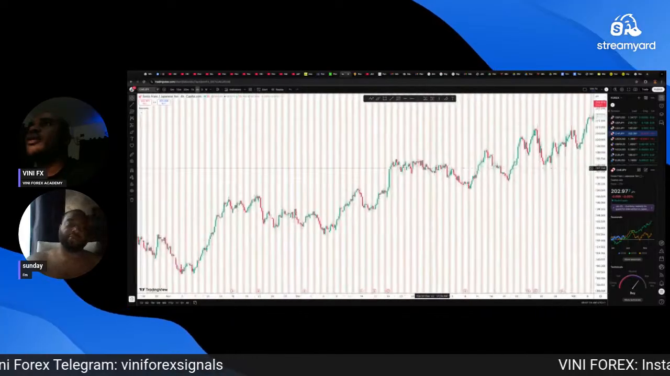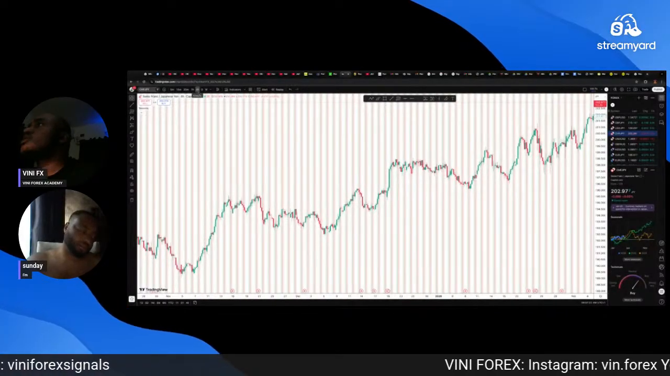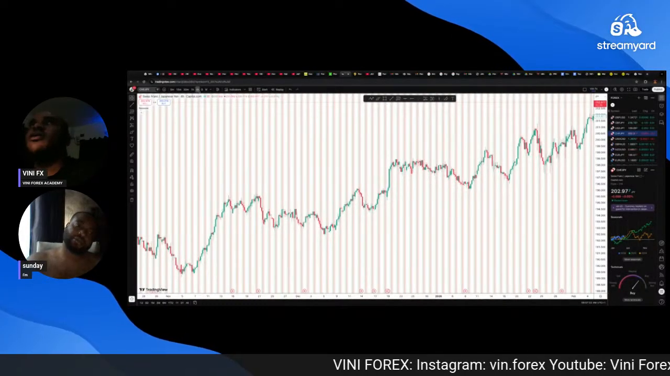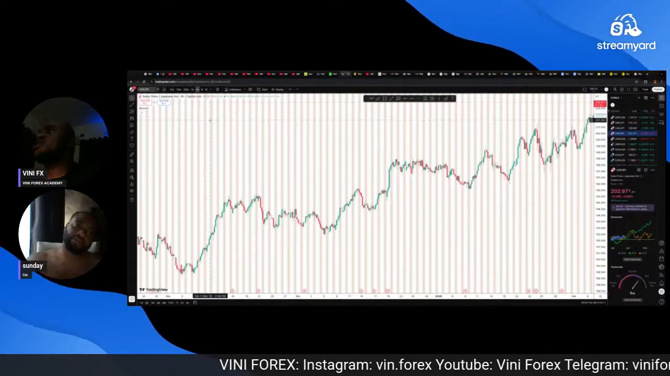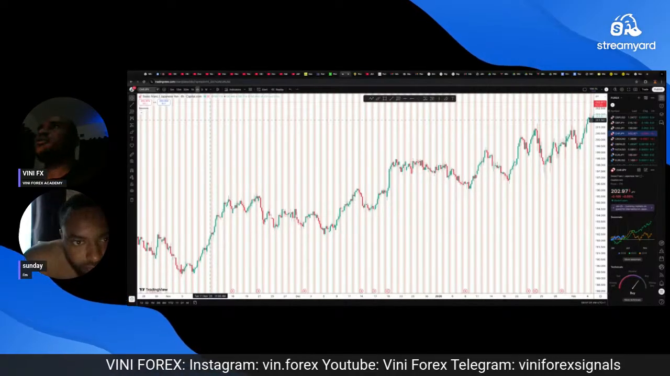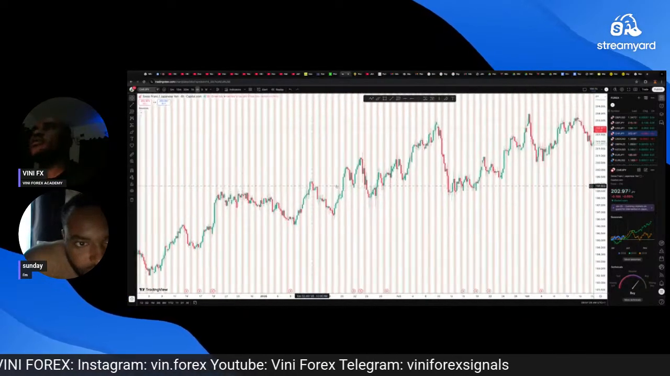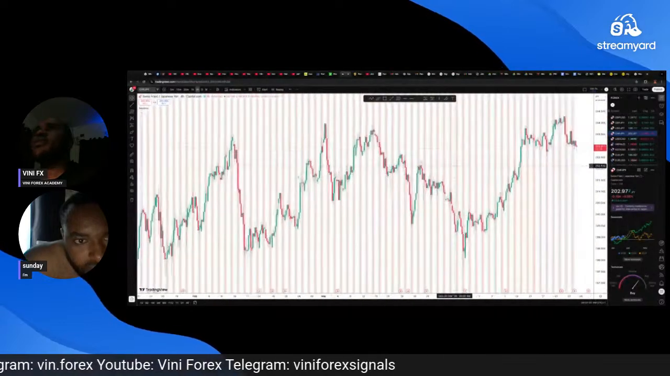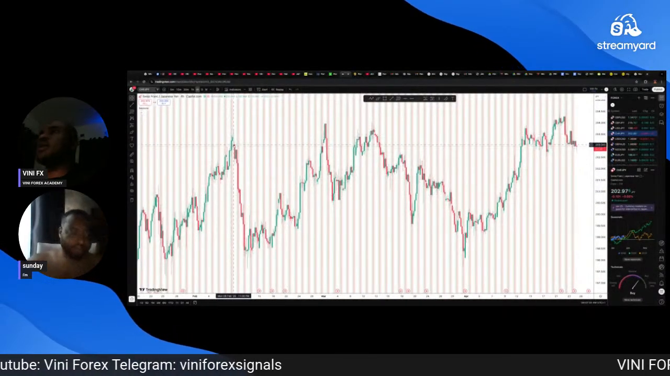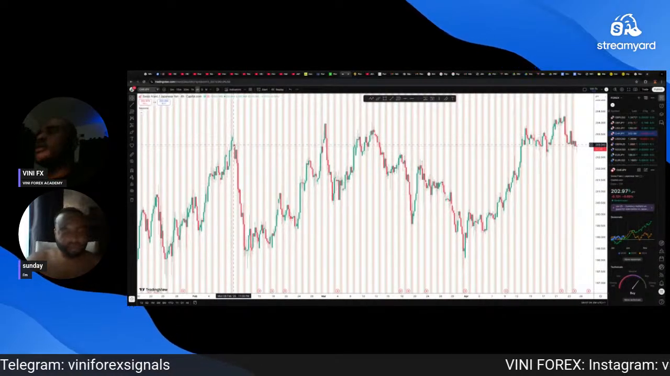So what time frame am I on right now? Can you identify the time frame we are on right now on this chart? 4 hours. That's good. 4 hours.